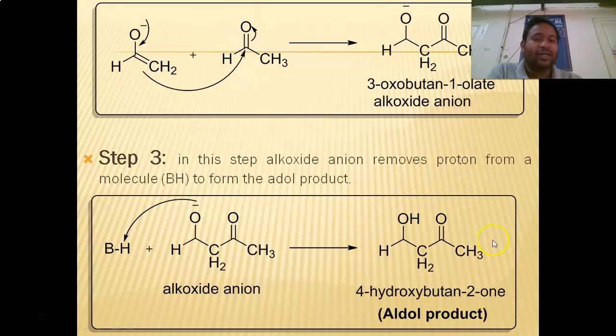This product is called the aldol product. The aldol condensation reaction involves three major steps. First step, formation of the enolate. This enolate acts as a nucleophile. So nucleophilic addition takes place in the second step to another carbonyl carbon, forming the corresponding alkoxide. In the third step, the alkoxide in turn abstracts a proton from the base, giving rise to the corresponding neutral compound.